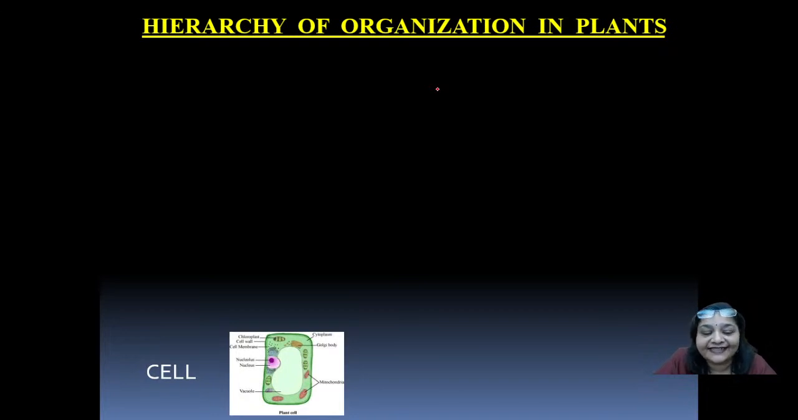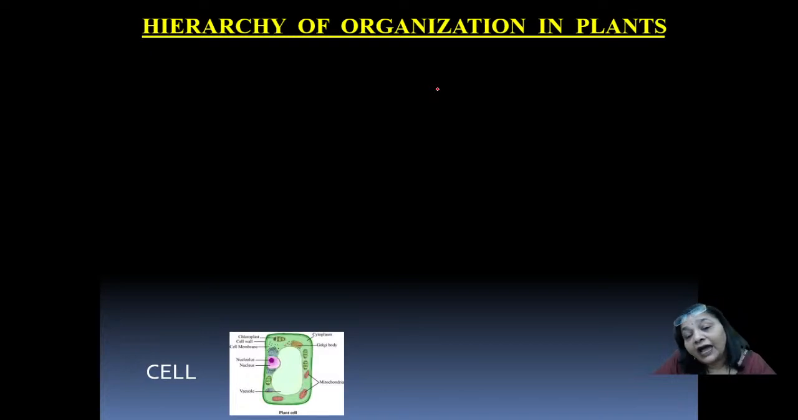Okay, yes, so these things make the plants different from animals, because the cells are different in certain forms. But most of the life processes, most of the functions take place in a similar manner. Okay.